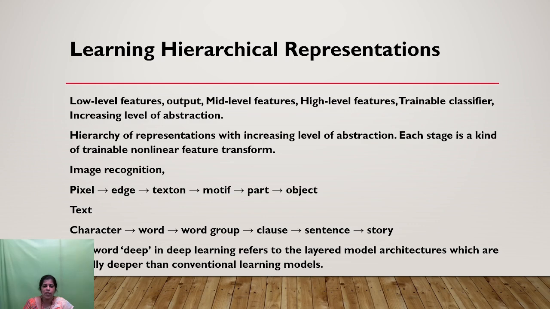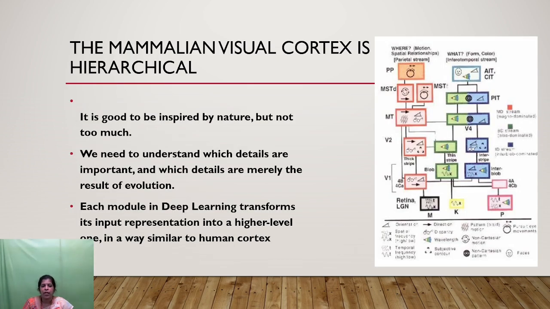Deep learning usually offers many hidden layers, and it is much deeper than traditional learning methods. This is an example of a non-visual context that makes use of hierarchical representation. It is broadly inspired by nature. We need to understand which details are very important, and these details are not merely the results of evolution. Each model presented in deep learning transforms the input representation into a higher level, which is very similar to the human context.